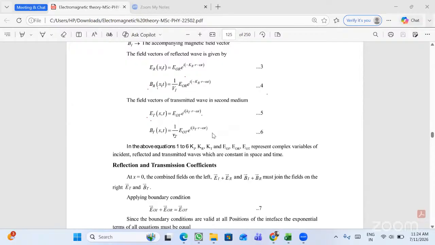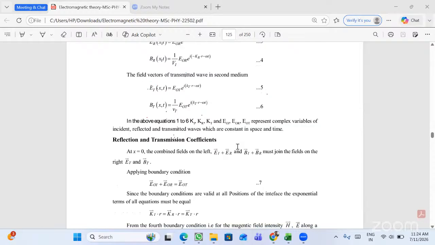So as we have E naught I, E naught R, E naught T, these represent the complex variables of the incident, reflected, as well as the transmitted waves. Okay. Now we'll see the reflection and transmission coefficients.